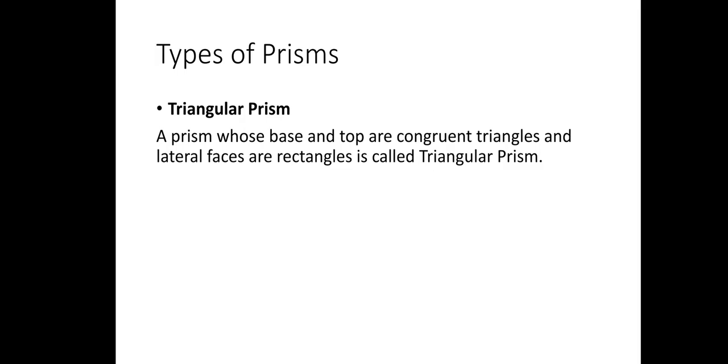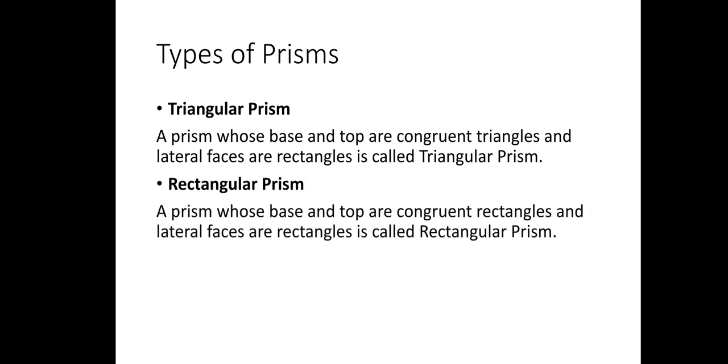Now coming to types of prisms. Triangular prism, I told you with the help of the figure also. Again, let us see the definition of triangular prism. A prism whose base and top are congruent triangles and lateral faces are rectangles is called a triangular prism. Simple as this. We have seen the figure also in the previous slide. Coming to rectangular prism. A prism whose base and top are congruent rectangles and lateral faces are rectangles is called a rectangular prism. Then hexagonal prism.